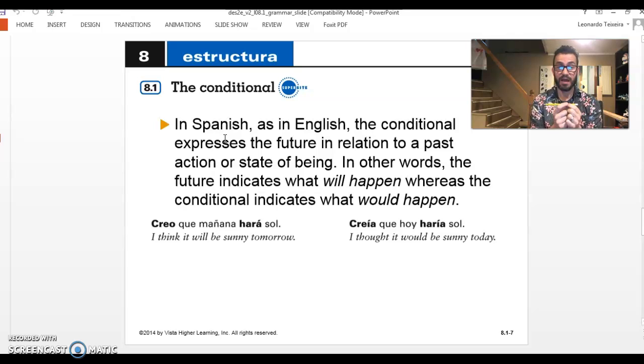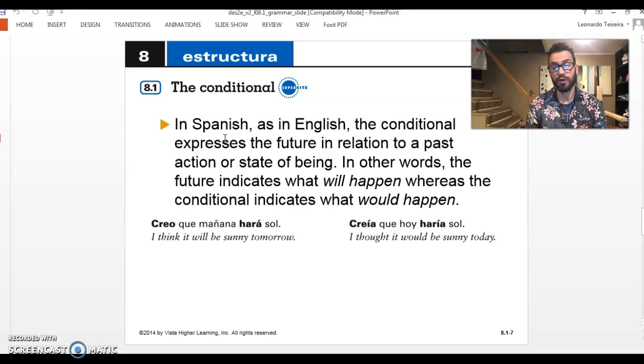Okay. I could use the present continuous idea of mañana va. Creo que mañana va a hacer sol. I believe that tomorrow it's going to be sunny. Or I could, since we start in the present and we go into the future, use the future tense. Creo que mañana hará sol.